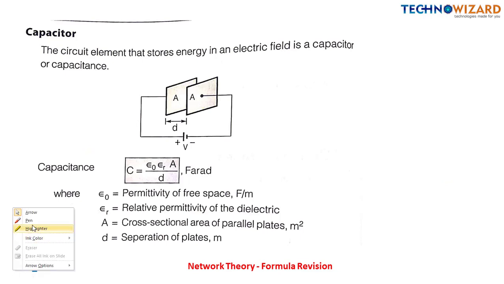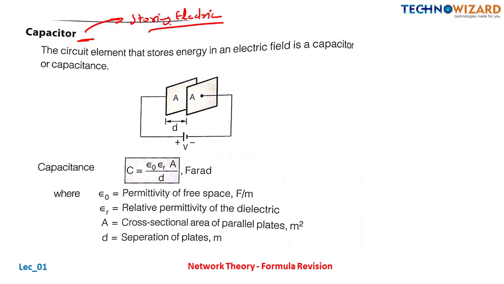Now the second element is known as the capacitor. What is a capacitor? It is a storing element. Remember, it is a storing element and stores energy in the form of electric field, whereas an inductor stores energy in the form of magnetic field.